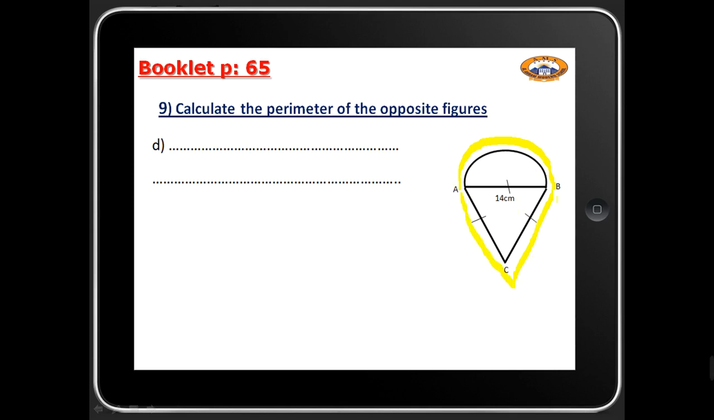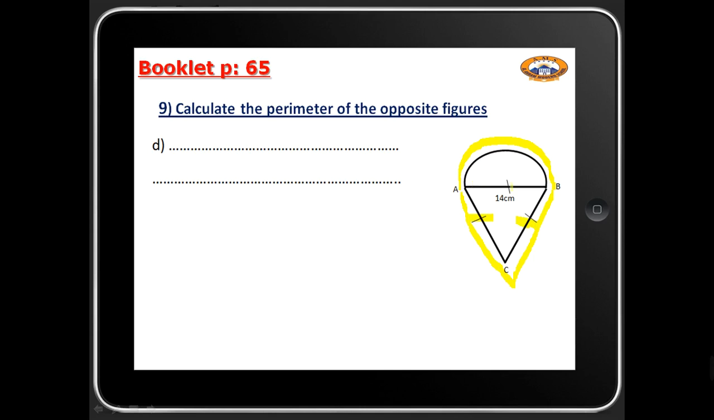What about the interior, this side? No, we talk about only the outer line of the shape. I drew it with yellow for you. So 14 here is considered as the diameter of the circle, but I'm not going to add it because this is inside the shape. I'm talking only about the sum of the outline of the shape. So I have here half a circle plus two sides. But now, how can I get the length of these two sides, this one and that one?